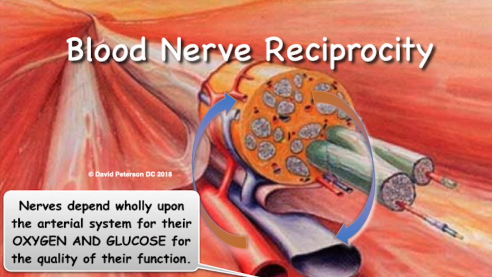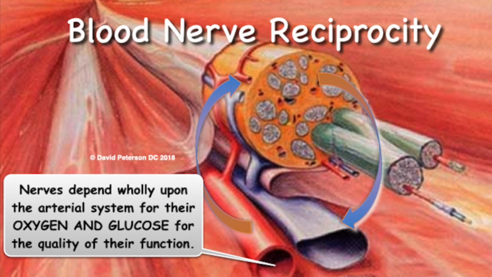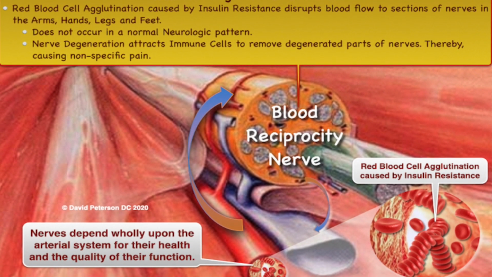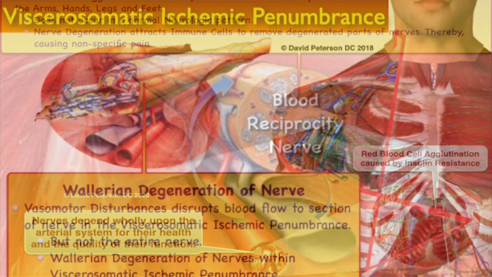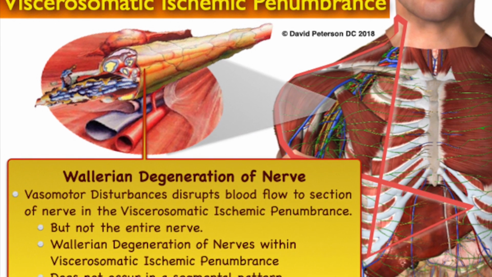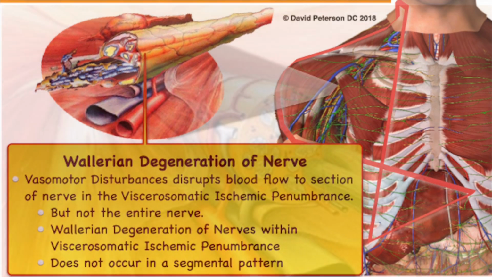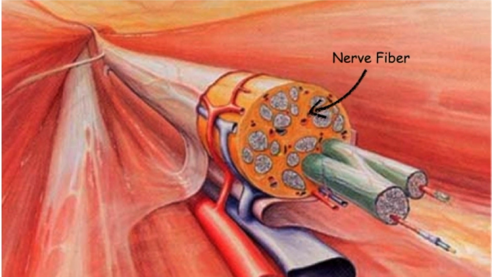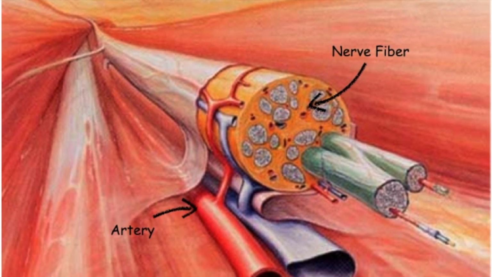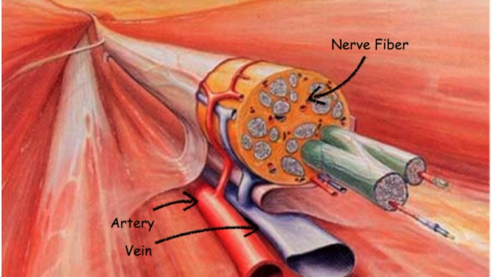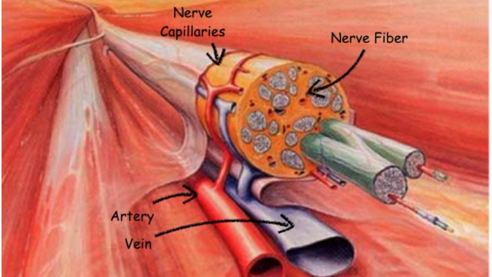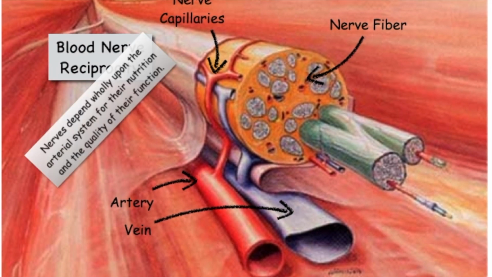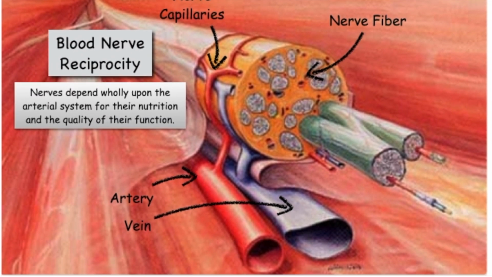When the nerves are deprived of oxygen and glucose, their ability to regenerate, repair, and maintain their structure is compromised. The lack of these vital nutrients weakens the nerves and renders them more susceptible to dysfunction and deterioration. It's important to understand that blood-nerve reciprocity plays a critical role in the overall health and functionality of our nervous system. Ensuring a healthy blood supply to the nerves is essential for their proper functioning, and for preventing conditions like Wallerian degeneration creating the symptoms of neuropathy.